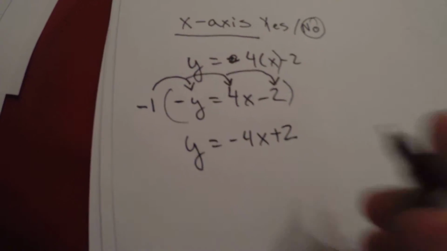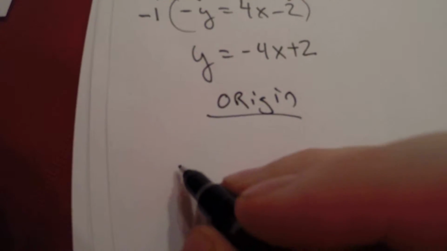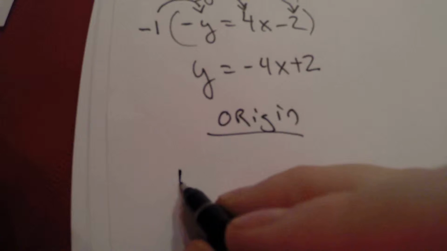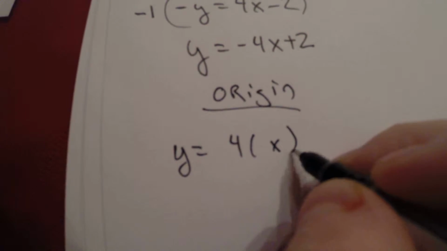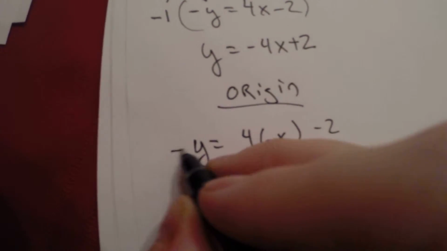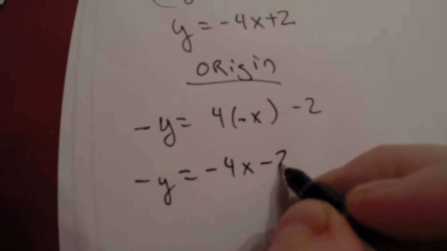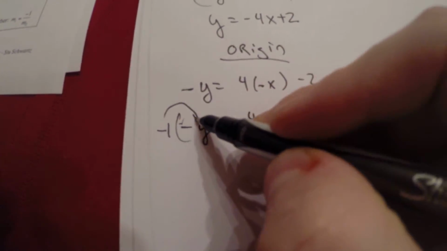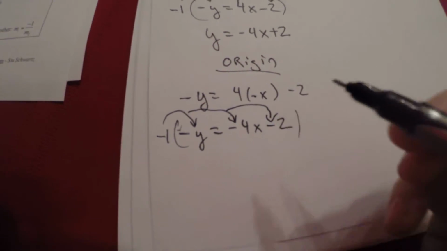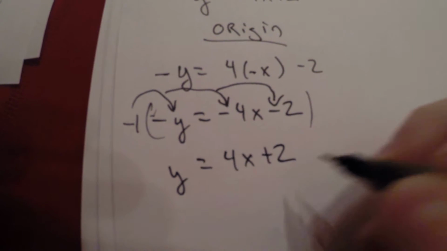All right, last one is the origin. So what I'm going to do with the origin is take y equals 4x minus 2, and I'm going to make both x and y negative. This now gives me negative y equals negative 4x minus 2. Again, if it's not clear, multiply through by negative 1, and I end up getting y equals 4x plus 2.